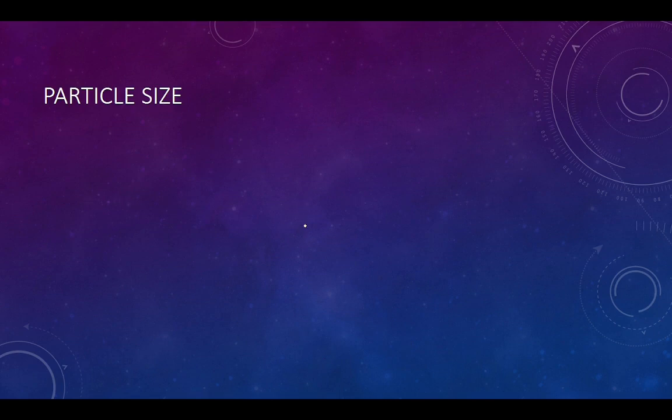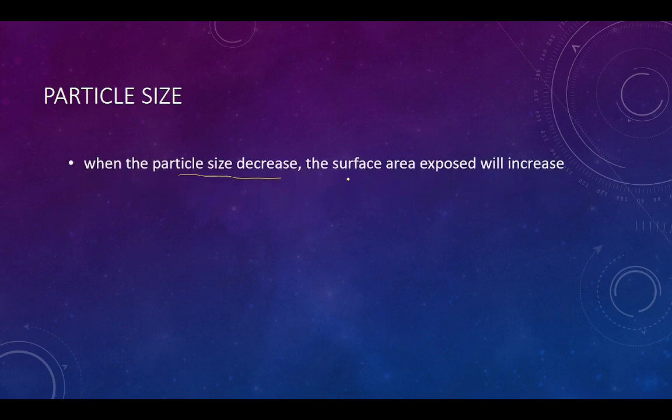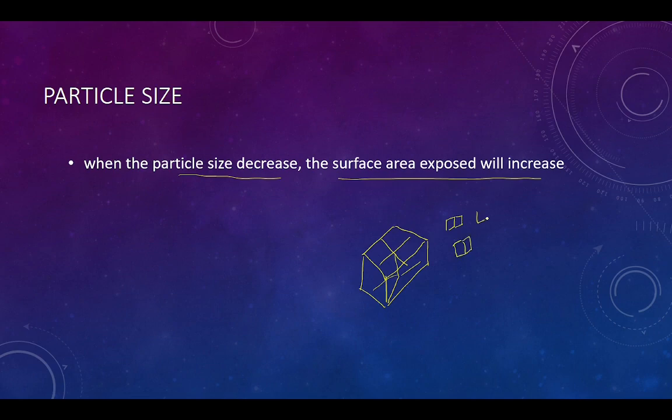Okay, next one, particle size. When particle size decreases, the surface area exposed will increase. Okay, let me show you an example. Let's say we have a cube of sugar. When you break this up, it will become smaller chunks. When it is smaller, it means you have higher surface area.